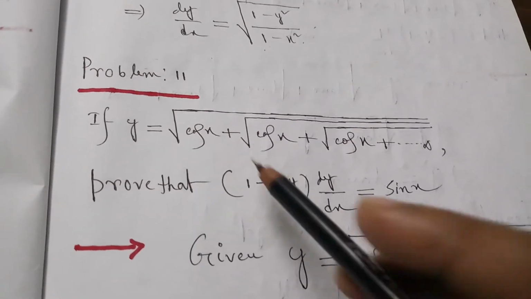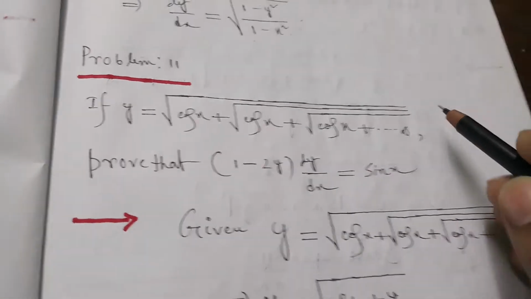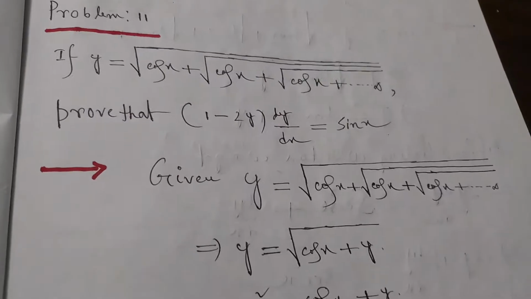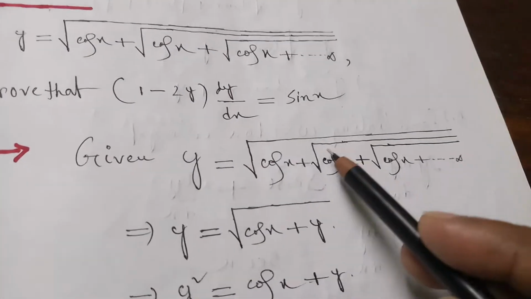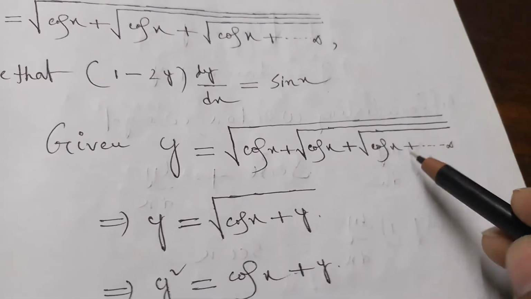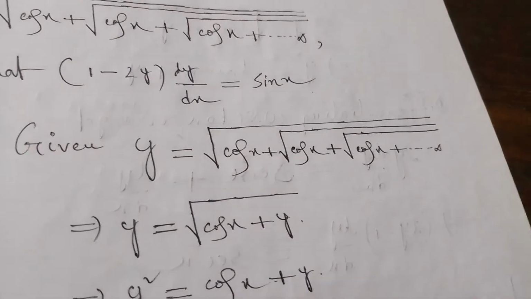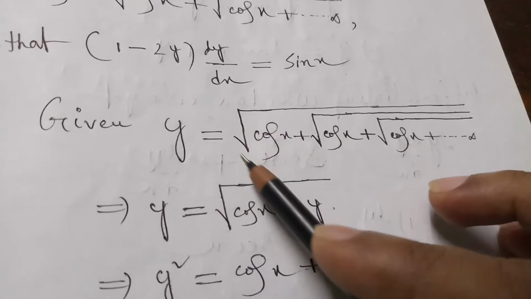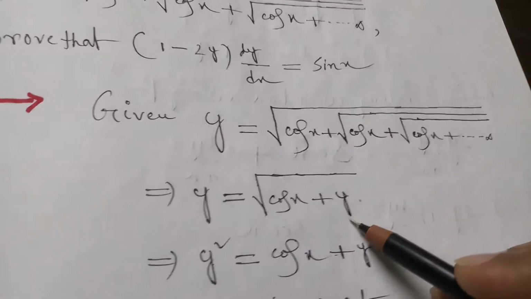If y equal to root under cos x plus root under cos x plus root under cos x plus dot dot infinity, then prove that 1 minus 2y into dy dx equal to sin x. How to prove it? Look at that. So y equal to is given. So I think this part is root under cos x plus root under cos x plus, can I write it root under cos x plus dot dot infinity? Clear? So I think this part should be equal. So only root under cos x plus this part, and this part is simply y.